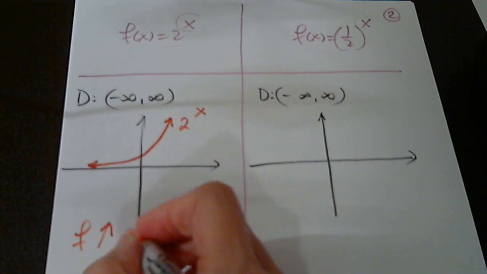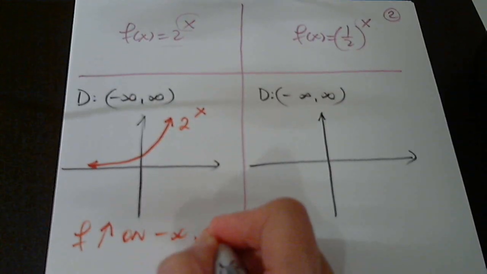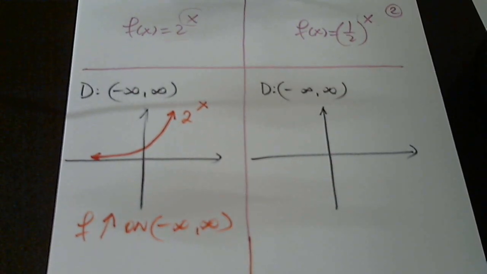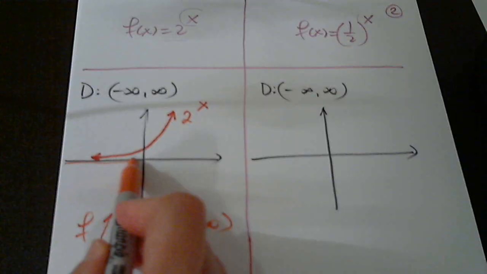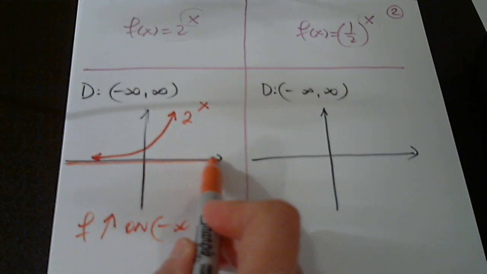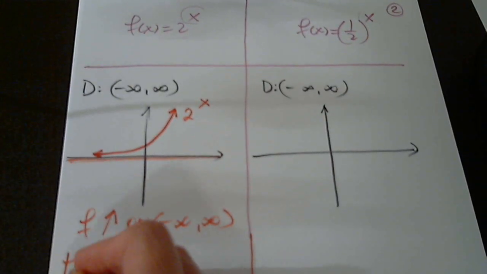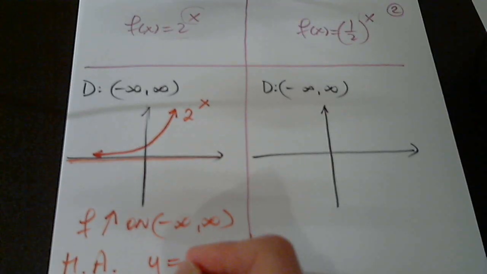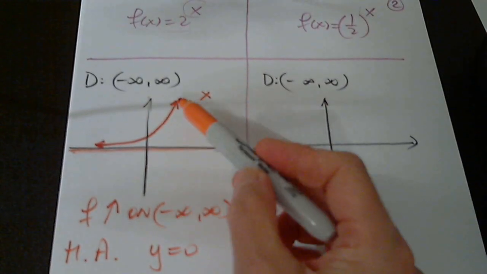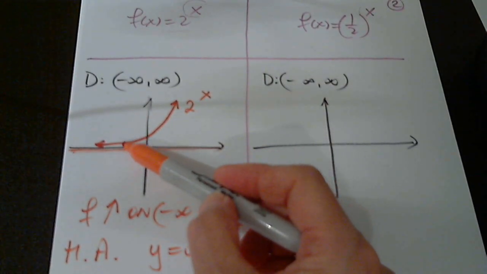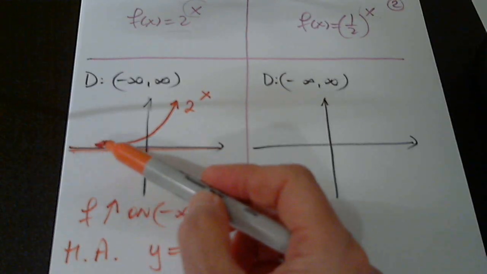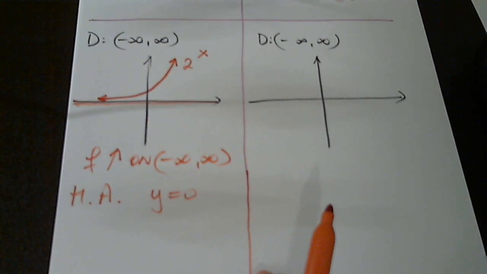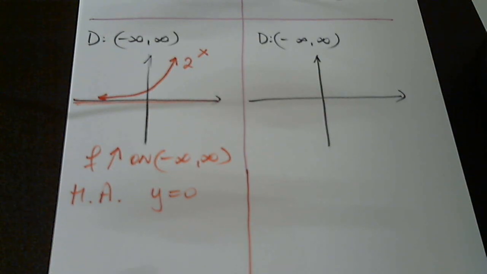f is increasing on all its domain. It has another property. It has a horizontal asymptote, y equals 0. Meaning it gets closer and closer, closer and closer to 0, never touching it. Or we say eventually, maybe.